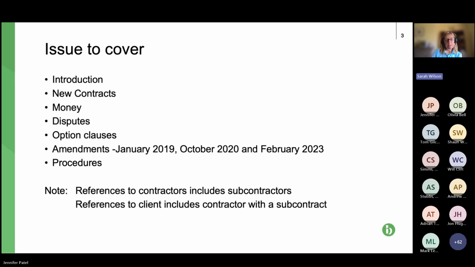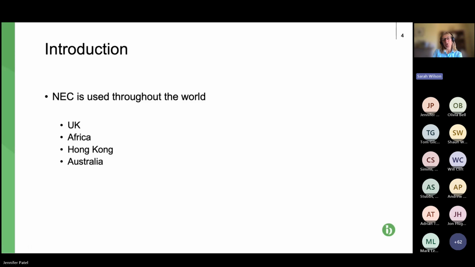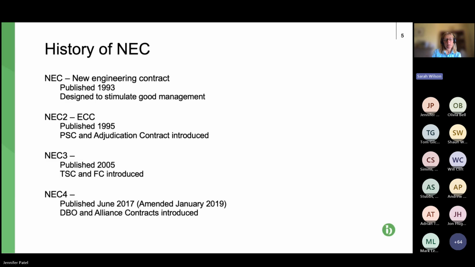So if we can have the next slide, please. In terms of NEC, it's a relatively recent contract. It was introduced in the 1990s, contrast with JCT, which predates, I think, the First World War. But it's used extensively throughout the world. Next slide, please. And every now and again, they bring out a new contract. So the first one was in 1993.